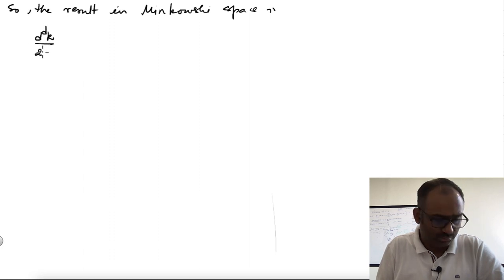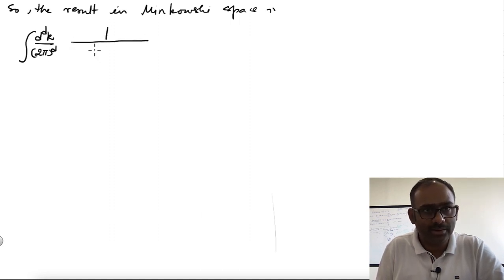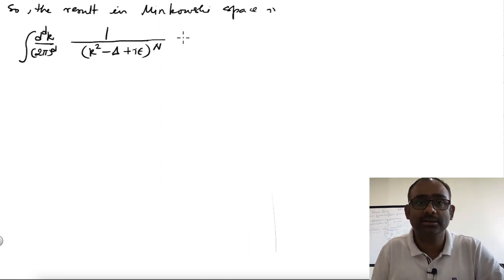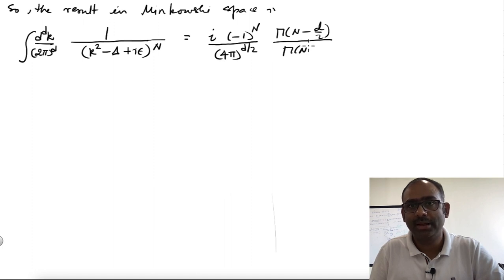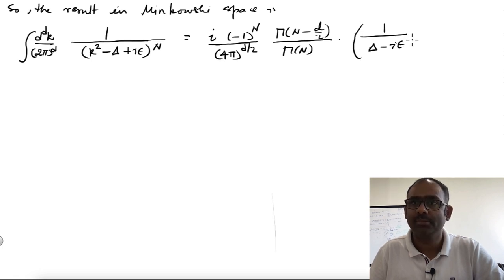ddk over 2 pi to the d. Okay, I am going to use this result again, and that is why I want to write it nicely. K square minus delta plus epsilon power n, where delta function depends on all those variables which I listed, I minus 1 to the n over 4 pi d over 2 gamma n minus d over 2 over gamma n times epsilon n minus d over 2.